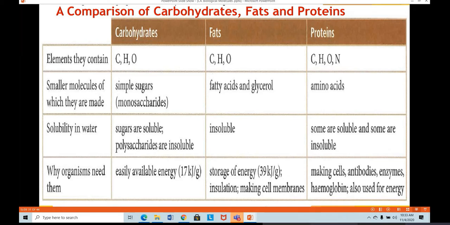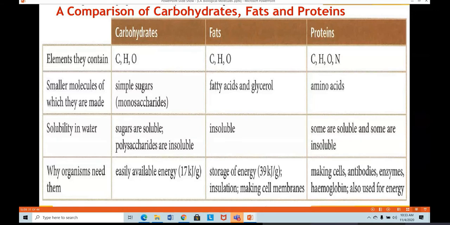Elements: they contain carbon, hydrogen, and oxygen. Carbohydrates. Smaller molecules of which they are made are simple sugars and monosaccharides. Solubility in water: sugars are soluble, polysaccharides are insoluble. Why organisms need them? Easily available energy, 17 kilojoules.